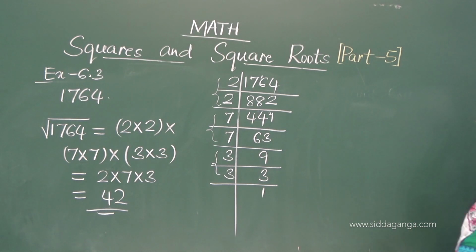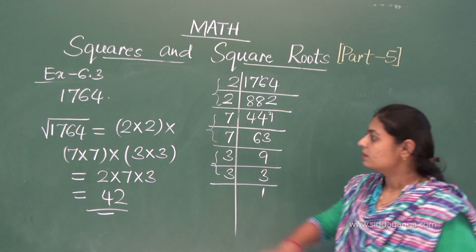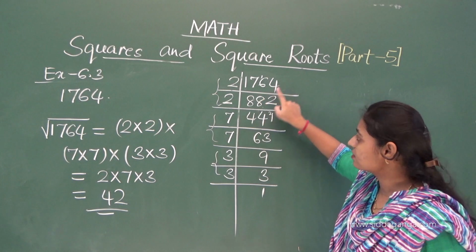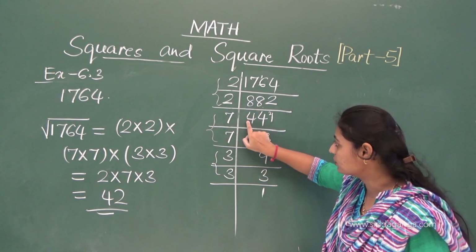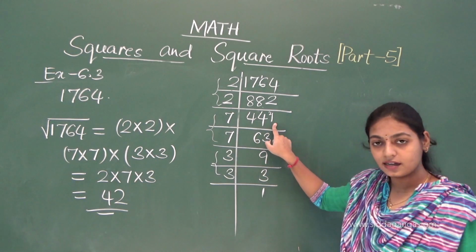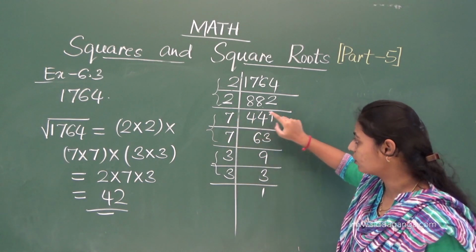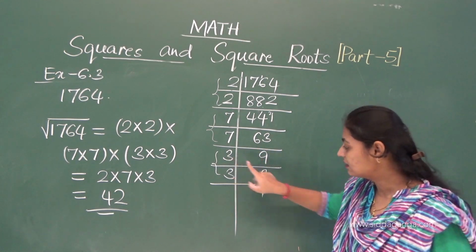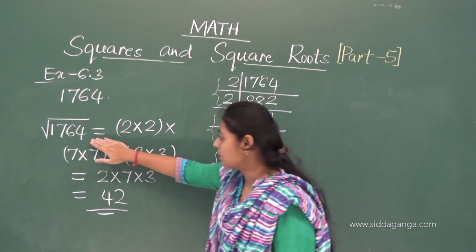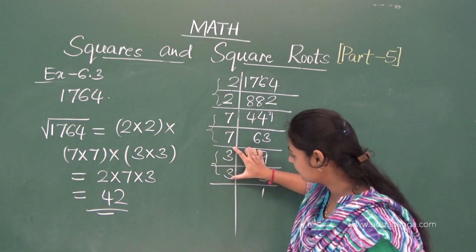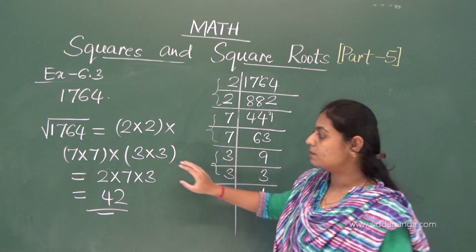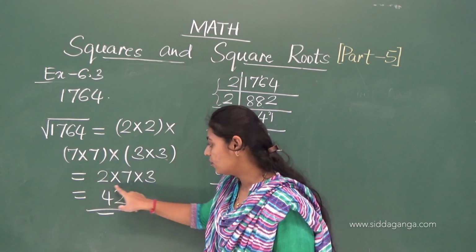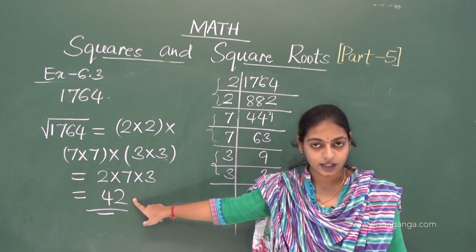First divide by 2: 2 8s are 16, 1, 2 8s are 16, 2 2s are 4. Again 2, 2 4s are 8, 2 4s are 8, 2 1s are 2. Again 7, 7 6s are 42, 2 left, 7 3s are 21. Next 7 9s are 63, 3 3s are 9, 3 1s are 3. Next multiply this: 2 into 2, 7 into 7, 3 into 3. Make the pairs of similar numbers. Next take out one factor from each of these pairs: 2 into 7 into 3, 2 7s are 14, 14 3s are 42.